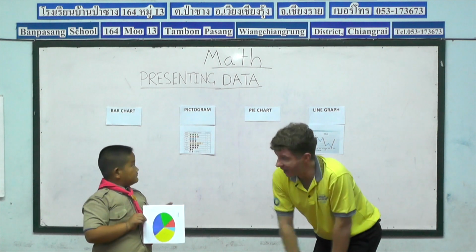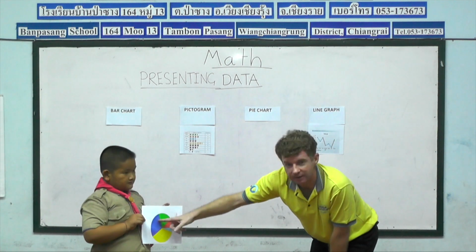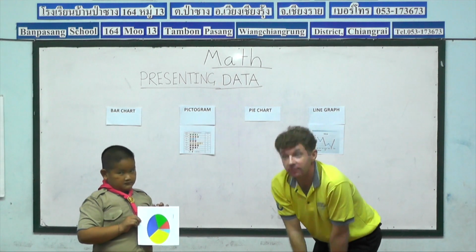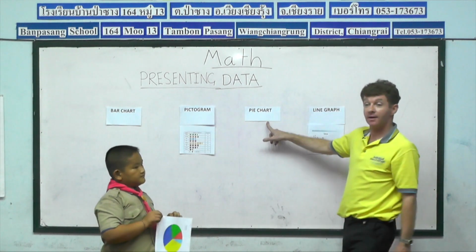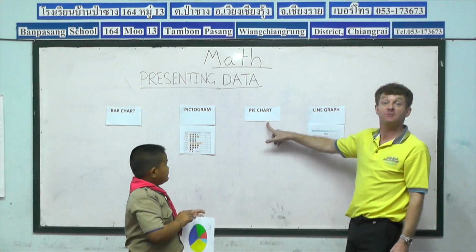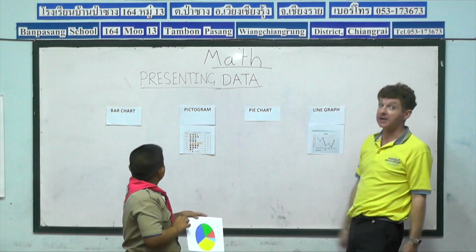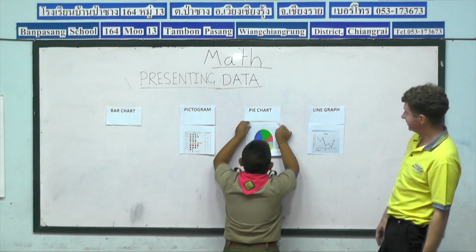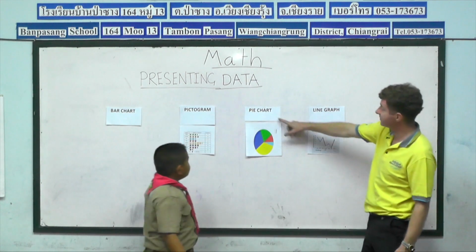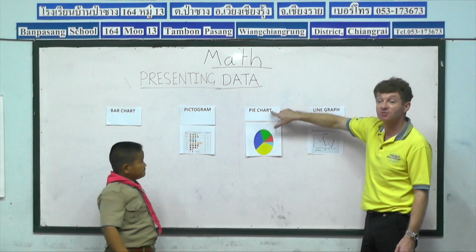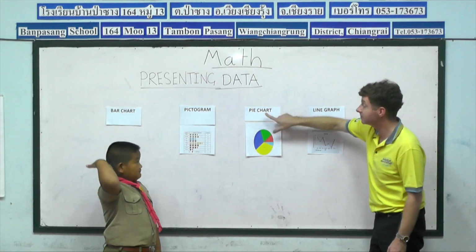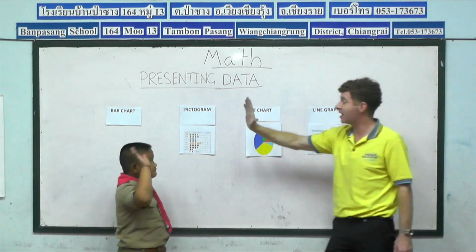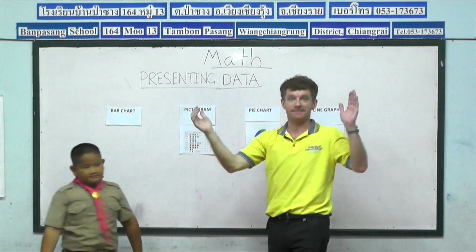It looks like a pie. You can see it's round like a pie and it has all different pieces. So what do we think? Pie chart or pie graph. So Net, we can place it here. Excellent. And can we all say together, guys? Pie chart. Net, pie chart. Brilliant. High five. Big round of applause for Net.